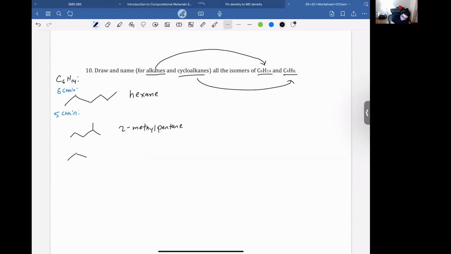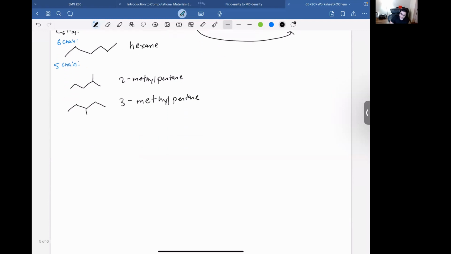Another way you could do this is put the methyl in the middle. This is another isomer. This is 3-methylpentane. Putting the methyl on at the end here gives us 2-methylpentane again. So I'm not going to write that out.